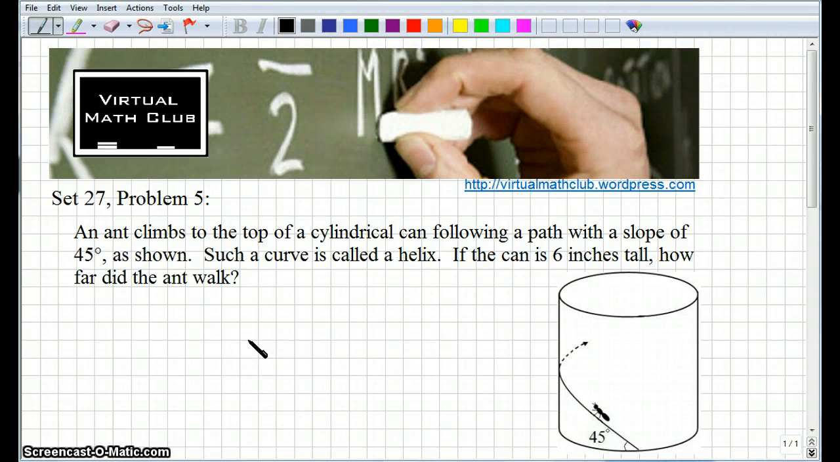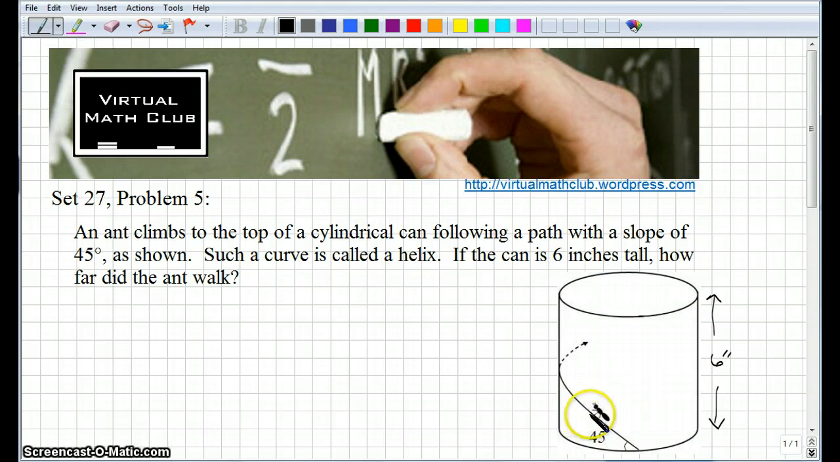Alright, problem number 5. An ant is climbing up this cylindrical can with a path that has a slope of 45 degrees, as shown here. The path that he follows is called a helix. If the can is 6 inches tall, let's mark that on here, 6 inches tall, how far did the ant walk?